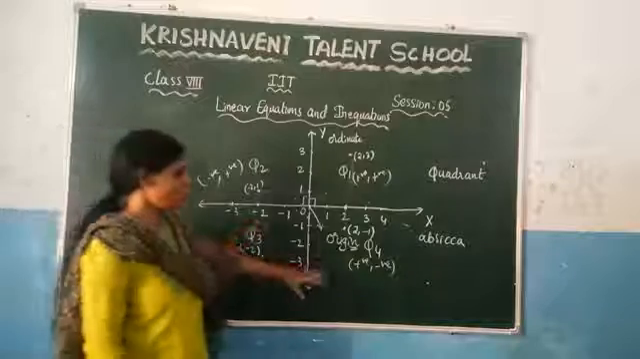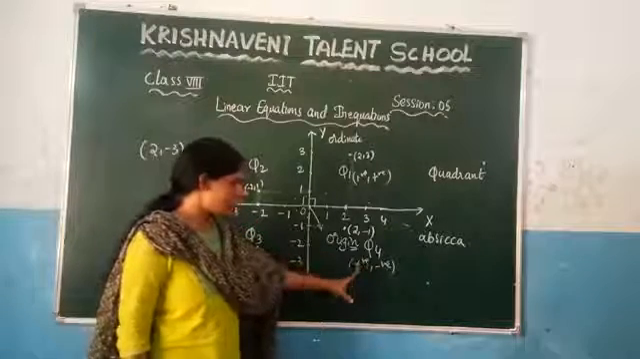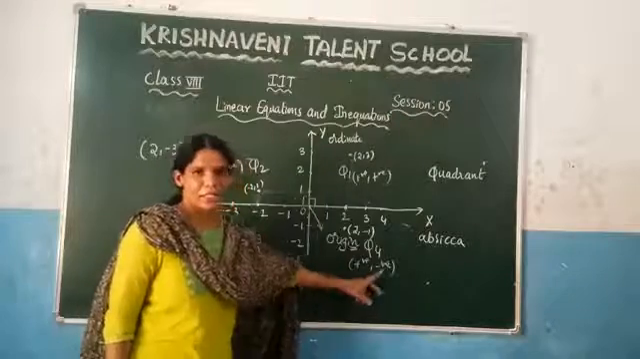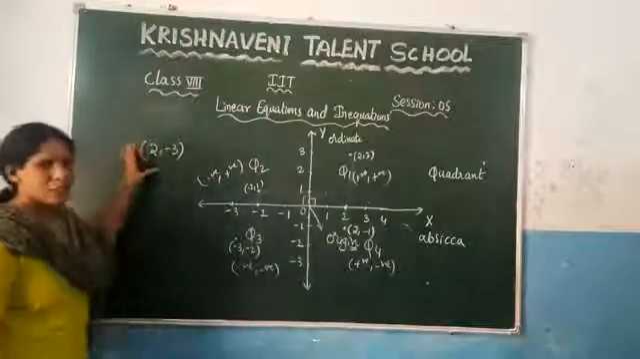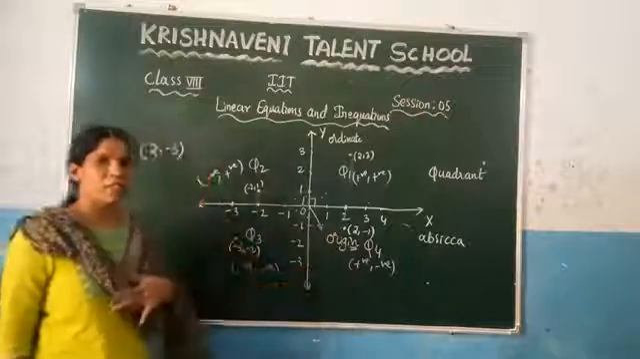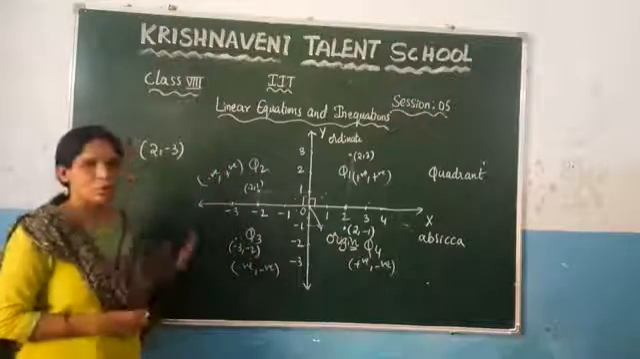The quadrant 4, because here you can observe that the x coordinate is positive and the y coordinate is negative. So you can say that this point will definitely be located in quadrant 4. Like that you can check it. Now this is about these quadrants.